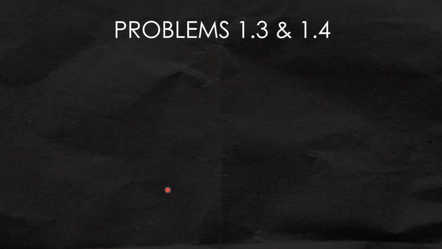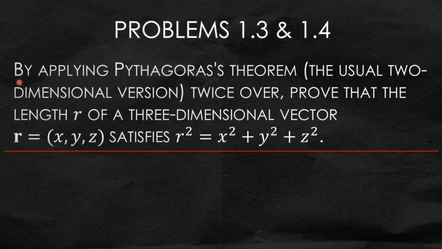So in today's video, we have a 2-for-1, problems 1.3 and 1.4. In 1.3, we have, by applying Pythagoras' theorem, the usual two-dimensional version, twice over, prove that the length r of a three-dimensional vector r equals x, y, z, so we're just somewhere in space, satisfies r squared equals x squared plus y squared plus z squared.